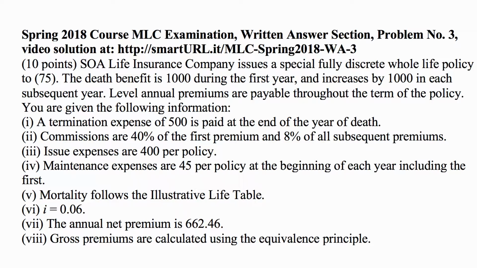You are given the following information. A termination expense of $500 is paid at the end of the year of death. Commissions are 40% of the first premium and 8% of all subsequent premiums. Issue expenses are $400 per policy. Maintenance expenses are $45 per policy at the beginning of each year, including the first. Mortality follows the illustrative life table. Interest rate is 6%. The annual net premium is $662.46. Gross premiums are calculated using the equivalence principle.